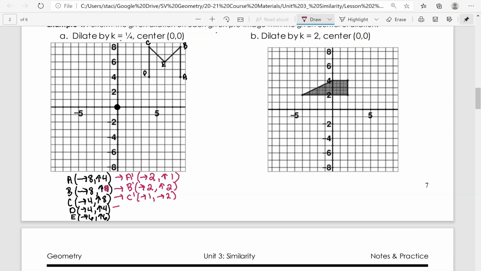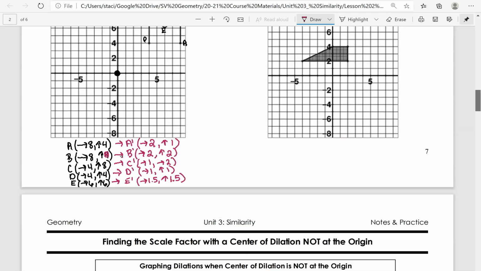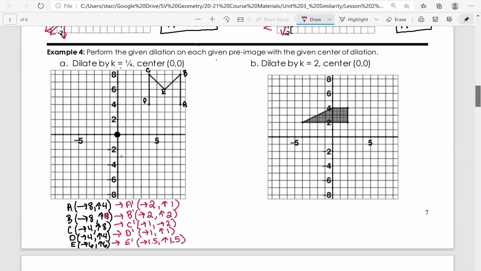For D prime, if I divide both of these by 4, I'm going over 1 and up 1. And if I do 1/4 of 6, or divide by 4, then for E prime, I'm really going over 1.5 and up 1.5. So then I'll take these new horizontal and vertical distances and plot them coming from the center of dilation, and that will create my new figure that is 1/4 of the size of the original.